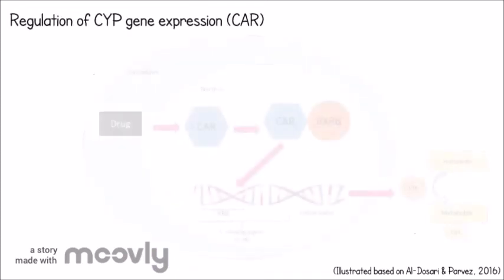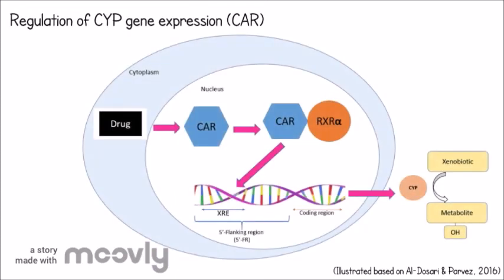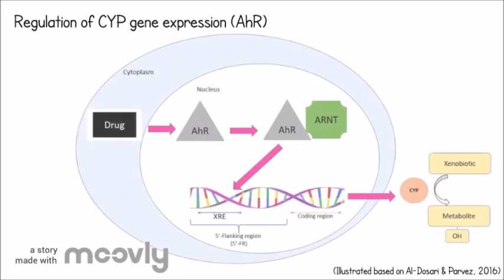As for CAR, the mechanism for regulation of CYP gene expression is similar to PXR. The only difference is that in this case, CAR is the one that forms a heterodimer with RXR alpha. Finally, for AHR, there is a slight difference in its mechanism compared to these previous two. Instead of RXR alpha, AHR forms a heterodimer with aryl hydrocarbon receptor nuclear translocator protein, ARNT.